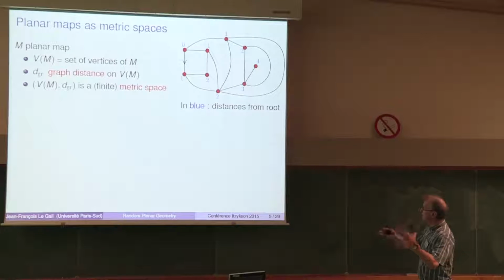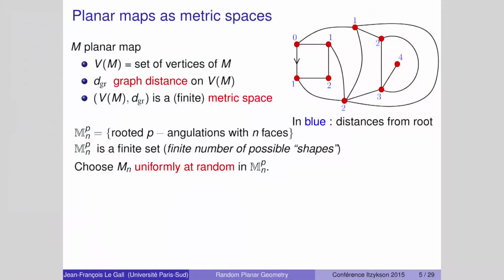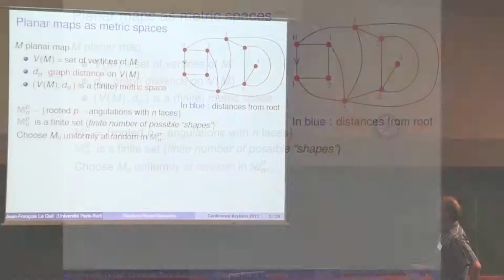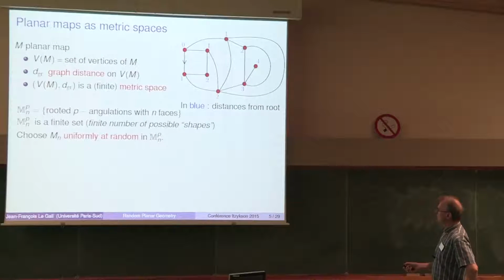But now I'm going to let, as I said before, the size of the map tend to infinity. So in order to do that, I first need to explain how I choose my random planar map. So here I will consider the set of all p-angulations with n faces, where p is an integer at least equal to 3. So for p equals 3, it's the set of all triangulations.